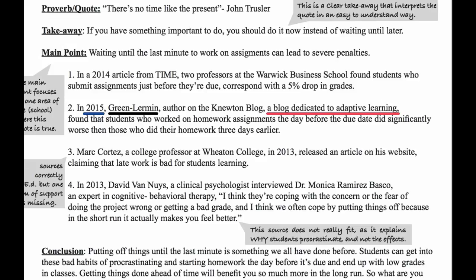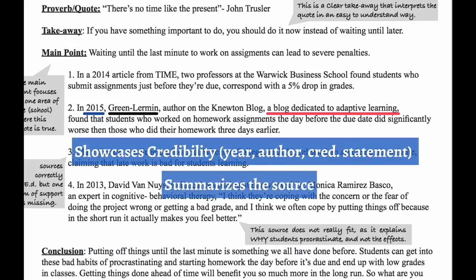So then when you have the year, the last name of the author, and you have some kind of credibility source, then you can go on with the summarization of the source, and the goal is to keep this down to one sentence. And if you're asking why, it's because, again, we want to preview what your source is going to be talking about, but we also want to make sure that our audience knows your source is in fact credible.